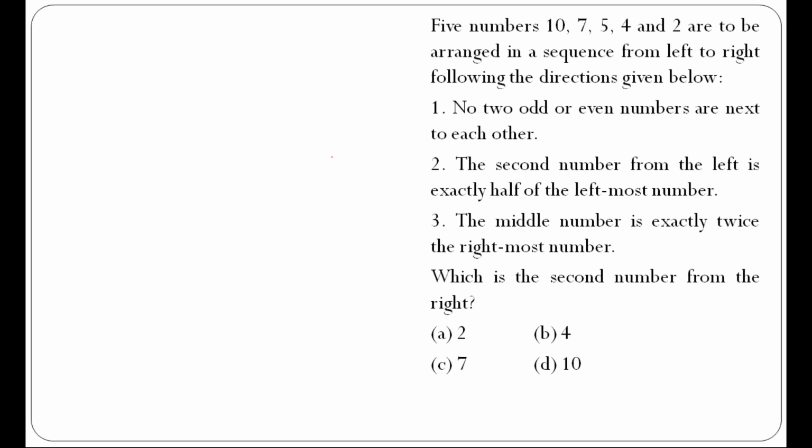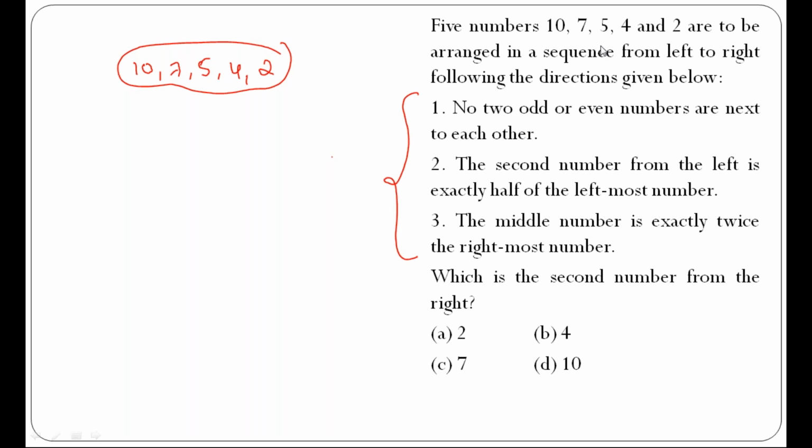Now let's solve this question. Here 5 numbers are there, like the previous one with 5 people P, Q, R, S, T. Now we have 5 numbers: 10, 7, 5, 4, 2. We should arrange them as per the given conditions.